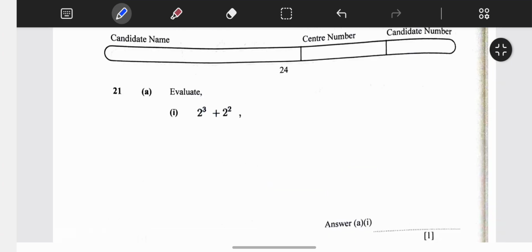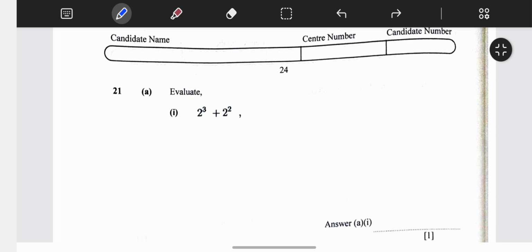So starting off with the first one, we are supposed to evaluate 2 index 3 plus 2 index 2 and it has got 1 mark. And when a question has got 1 mark, you're not supposed to spend more than 20 seconds. That is what I always tell my learners. So we're going to do that.